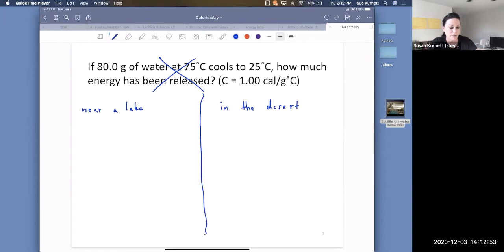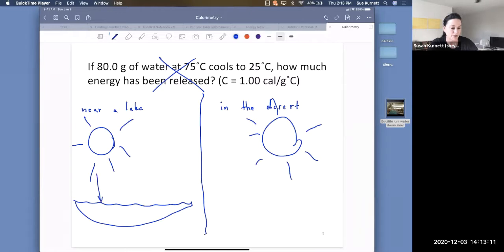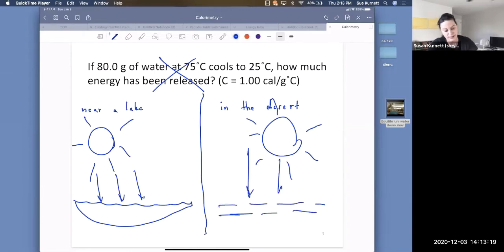So all day long, the sun is shining and sending energy through radiant energy to both environments. But at a lake, we have a lot of water, and so that energy is being transferred to the air and to the water. And in the desert, we have a lot of sand, so that energy is being transferred to the sand and to the air around it.